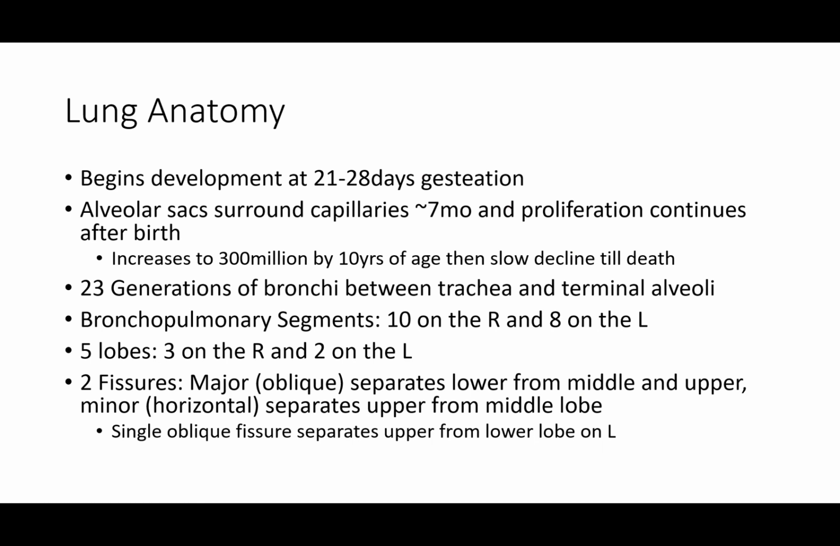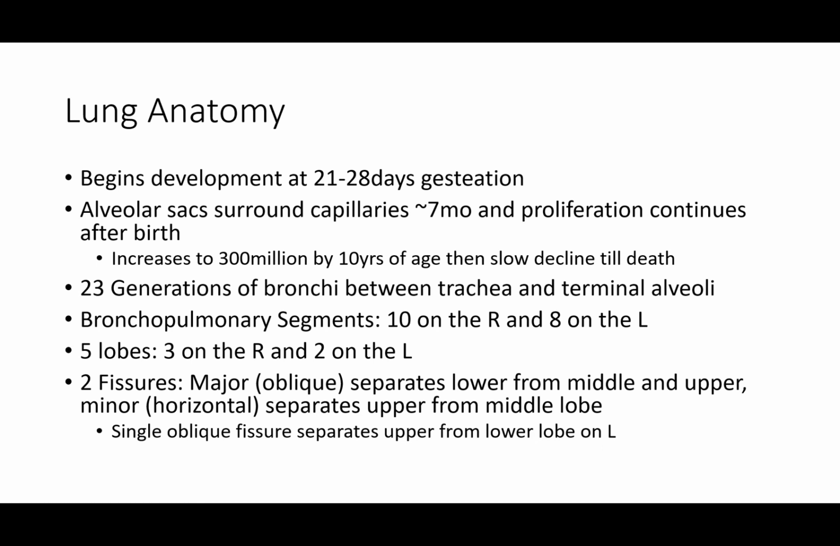But in terms of lung anatomy, so gestational lung development begins around 21 to 28 days. I think we remember from step 1 that your alveolar sacs are surrounded by capillaries at around 7 months, and the proliferation actually continues until after birth, until about 10 years old, where you have about 300 million of them, and then you just have a steady decline of them until death. There are 23 generations of bronchi between the trachea and the terminal alveoli.